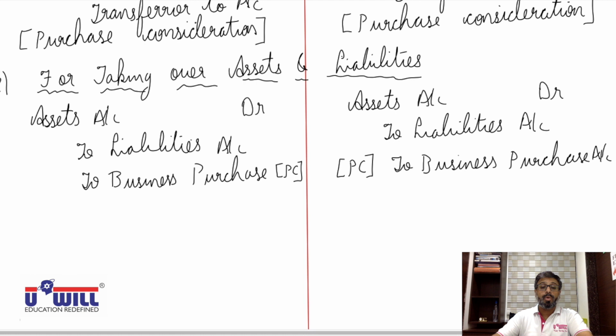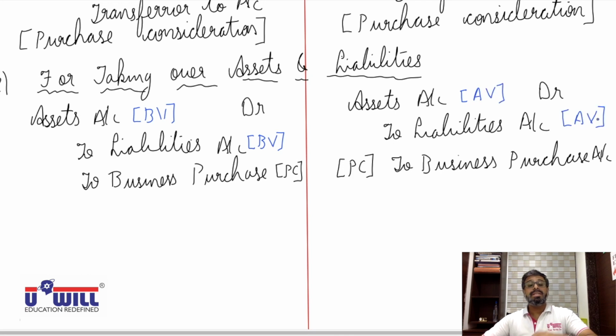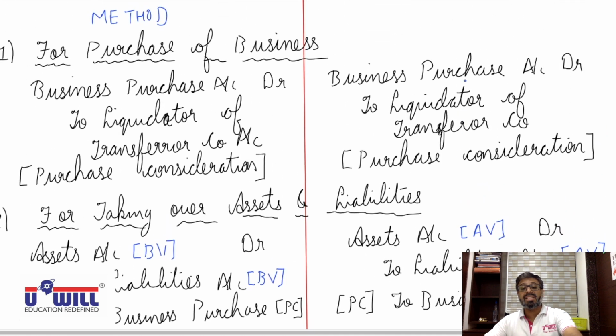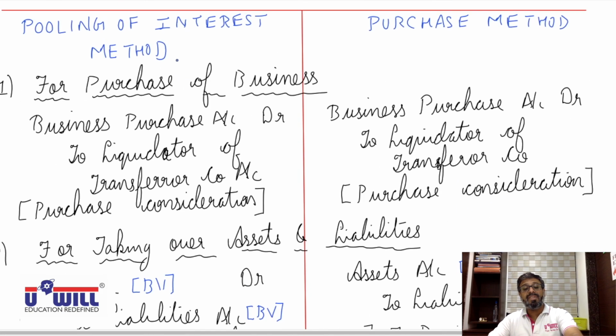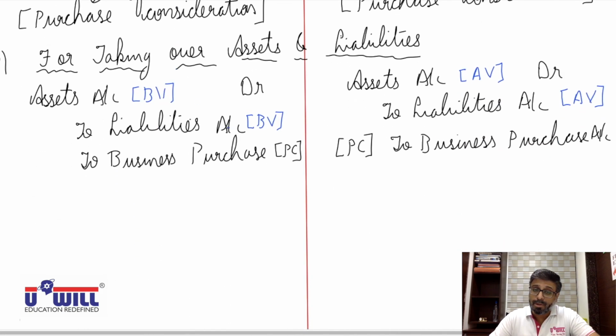Understand it. Very first difference. In the pooling of interest method, all assets will be at book value and all liabilities will be at book value. Whereas in the purchase method, all assets and liabilities will be at agreed value. Some assets may be at book value and some at agreed value, but if agreed values are given, then in the purchase method of accounting we have to take agreed values into consideration. Whereas in the pooling of interest method we have to take book values into consideration.